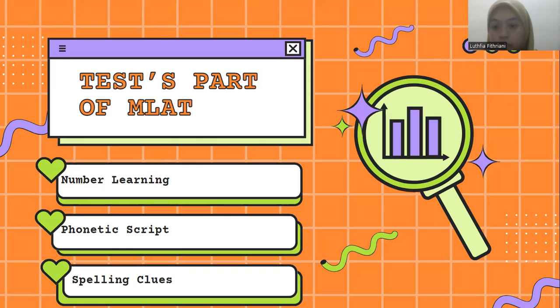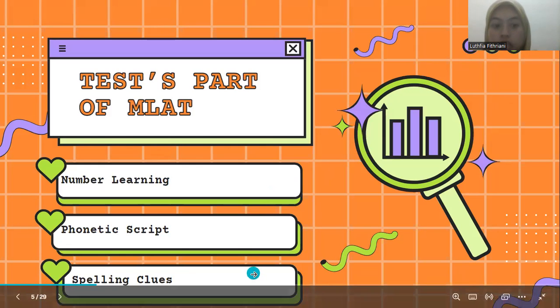And then the modern language aptitude test consists of 5 parts. The first is number learning. It requires examinees to learn a set of numbers through oral input and then discriminate different combinations of those numbers. The second is phonetic script. It asks examinees to learn a set of correspondences between speech sounds and phonetic symbols.